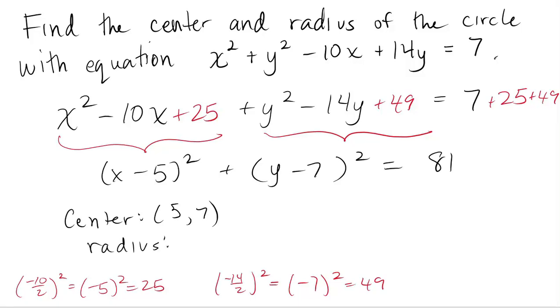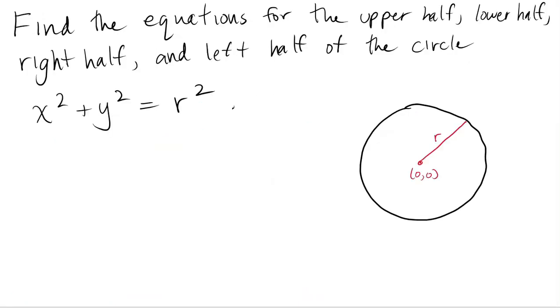The radius is not 81, the radius is the principal square root of 81, which is 9. I'm going to show you how to find the equations for the upper half, lower half, right half, and left half of the circle with the equation x squared plus y squared equals r squared. Geometrically, this is a circle with center 0, 0, and radius r. So this is a circle centered about the origin. So this circle is going into all 4 quadrants.